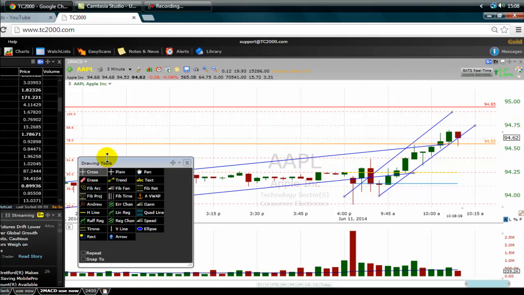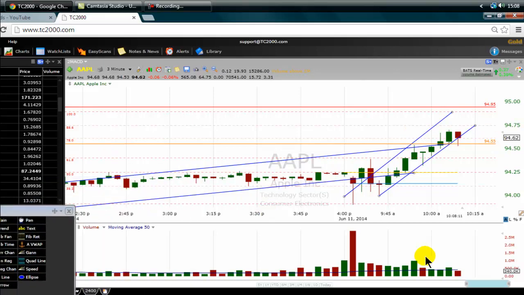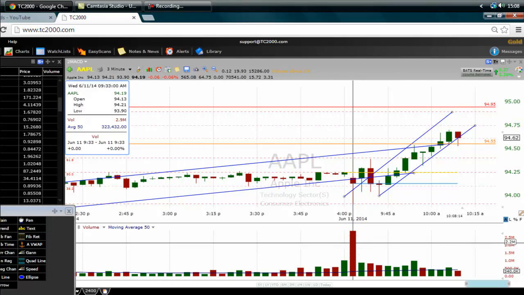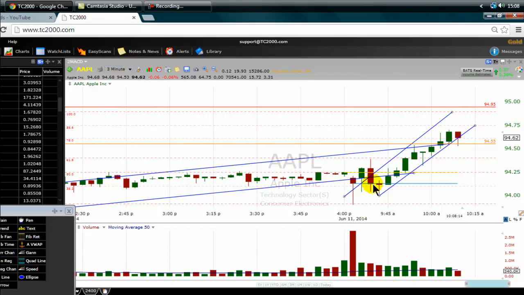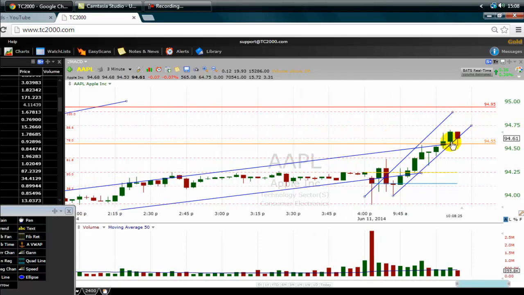Let's go back again. This is just to show you what's happening here, because New York has just opened right here. And we have this surge in trading volume on this 3-minute chart, and the price starts going up. I will explain in a second why I sold it now at 9455, because we sold it yesterday at 9420. Our stop loss was taken out at 9470, so that's why I'm selling again at 9455.